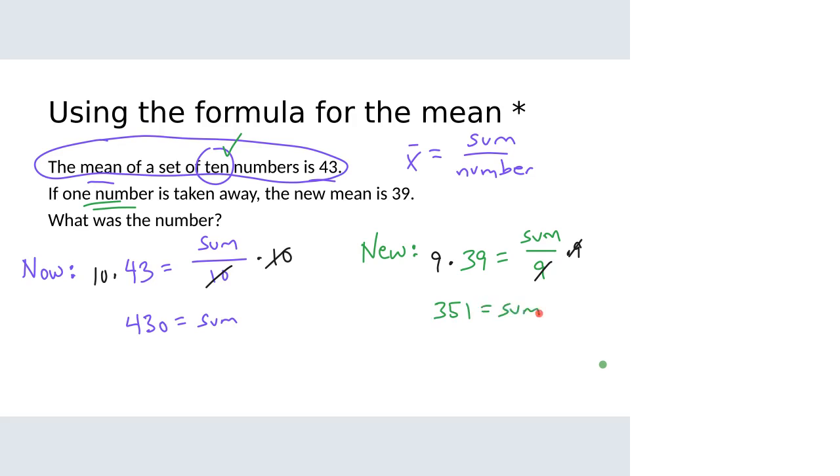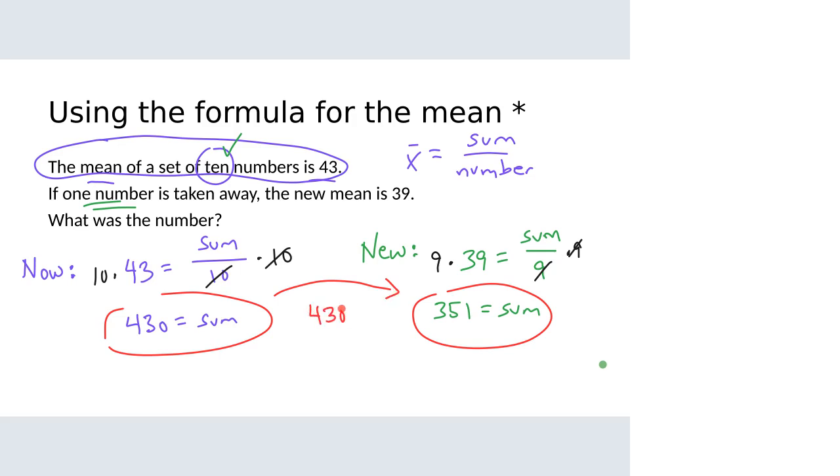So in my old data set, when I added up all the numbers, I got 430. In my new data set, when I add up all the numbers, I have 351. Well, what is it that was in there that got me from 430 all the way down to 351? I don't know, but if I subtract, I'll find it, and that's 79. So the number that was taken away, very good, Stephanie, Liza, excellent, must have been 79.